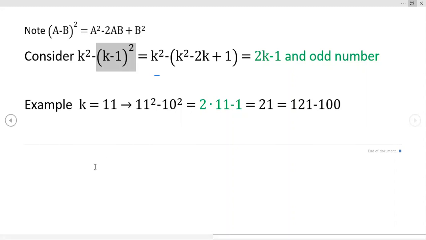So let's look at an example here. If we chose k equal to 11, we get 11 squared minus 10 squared, and we're just trusting this result right here. So we're going to say 2 times 11 minus 1. All right, well, that's 22 minus 1 is 21. Now you can do the computation here, of course, but notice it's kind of interesting to see you get the same thing. And this does constitute an incontrovertible proof that the difference between consecutive perfect squares is an odd number. Hope you guys enjoyed that.